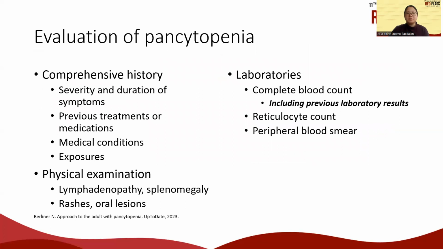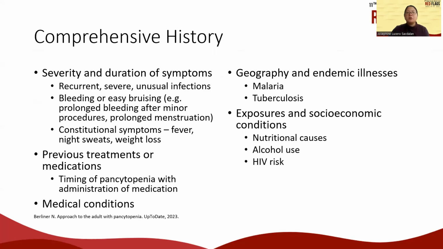The evaluation of pancytopenia relies on a very good history and physical examination supported by focused laboratory examinations. A comprehensive history should outline the severity and duration of symptoms, paying particular close attention to the following. You should look for any recurrent, severe, or unusual infections, prolonged bleeding after simple procedures such as dental extractions or even flossing, or prolonged menstruation, any easy or very widespread bruising, or constitutional symptoms such as fever, night sweats, and unintentional weight loss will be important.